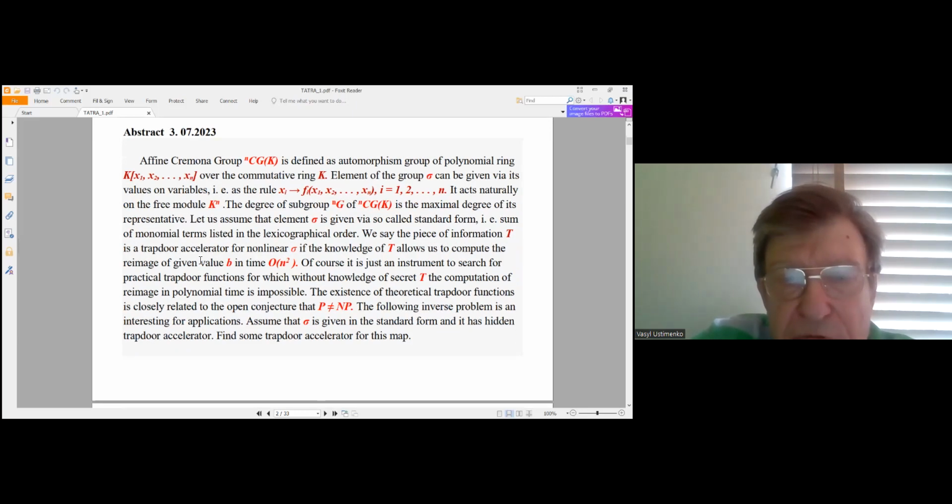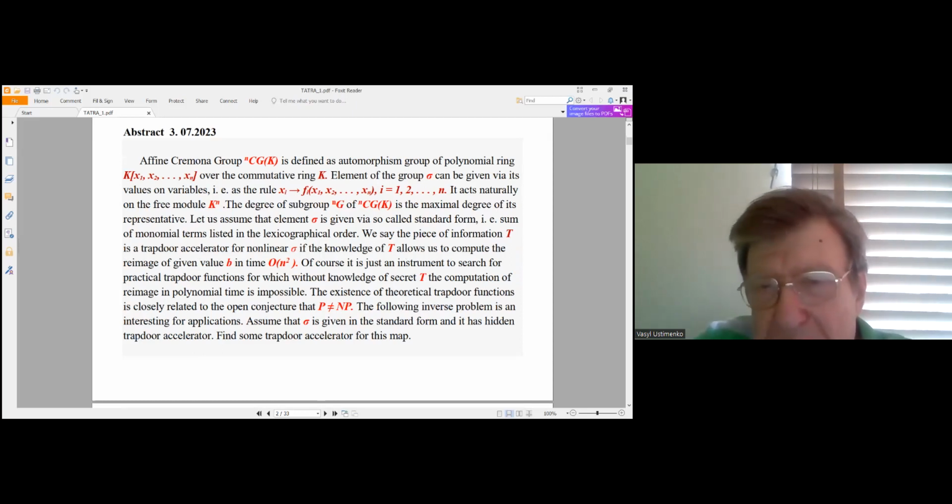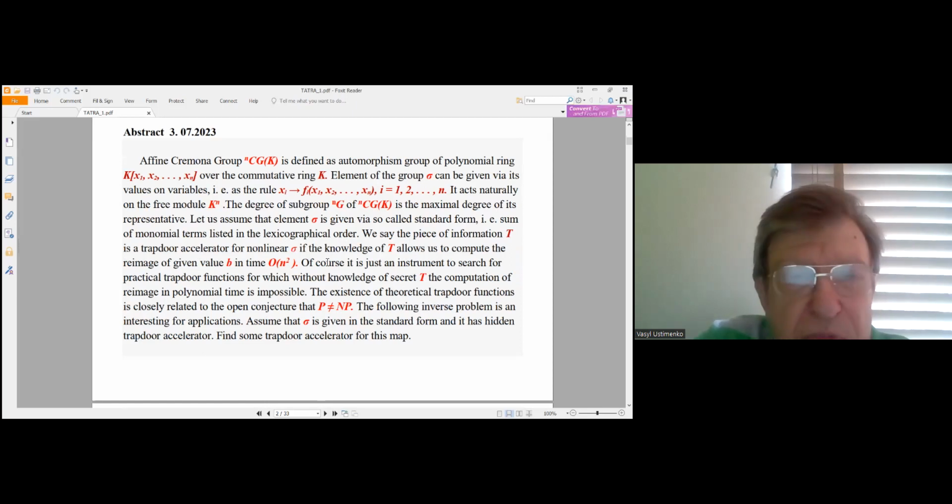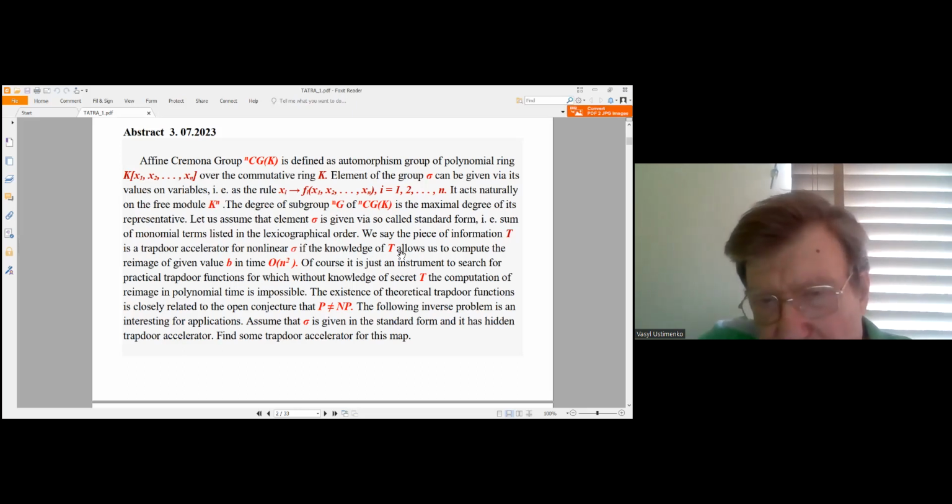So we can talk about preimages, and the knowledge of this secret piece of information, or maybe hidden piece of information, allows us to compute the preimage in time O(n^2). Notice that even if sigma is quadratic and given in a standard form via such list of monomials, the computation of preimage could be an extremely hard problem. So it's a kind of magic piece of information which will allow us to find the preimage.